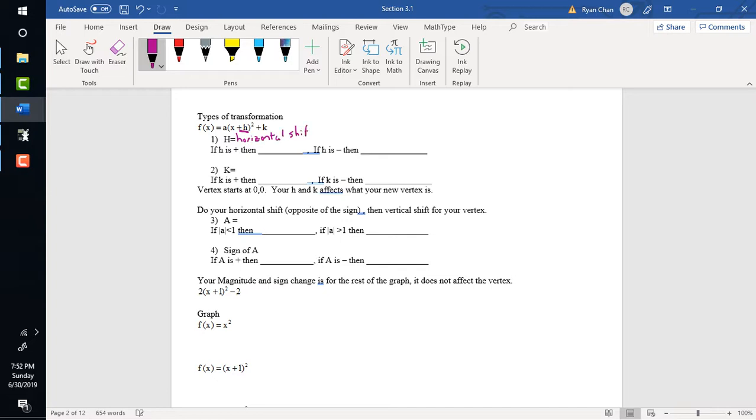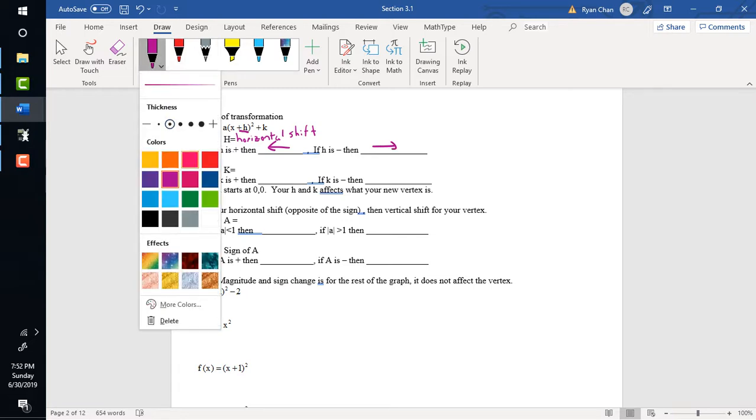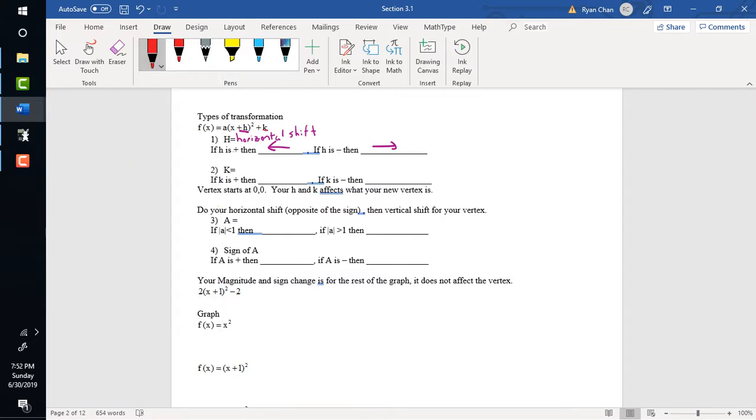This is the one that always trips a lot of people up. It's always backwards. If you're adding, you're actually going to the left, and if subtracting, you're going to the right. If you look at letter k, which is adding or subtracting outside of parentheses, this is the vertical shift.